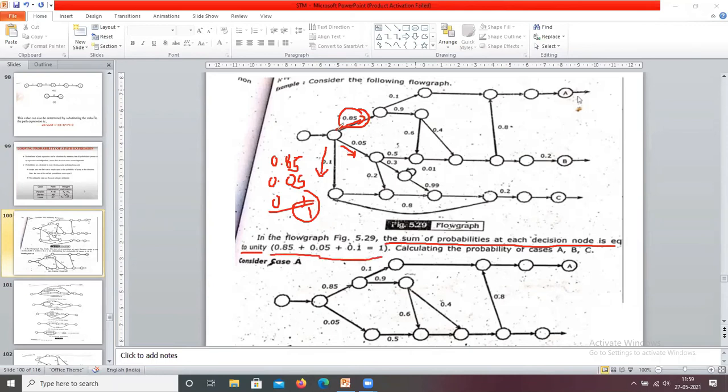Okay, here this is the decision. Based on this decision, the control goes in this way, or it goes like this. The first one is 0.85 probability, the second one 0.05, and the third one 0.1. Now calculate the probability of all the cases. First we see the theory.